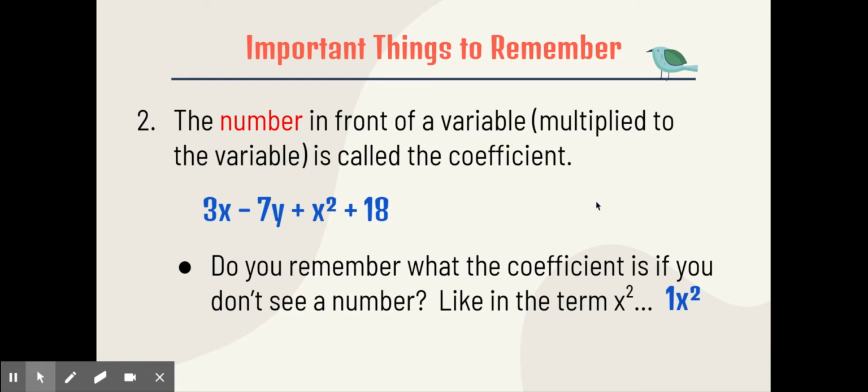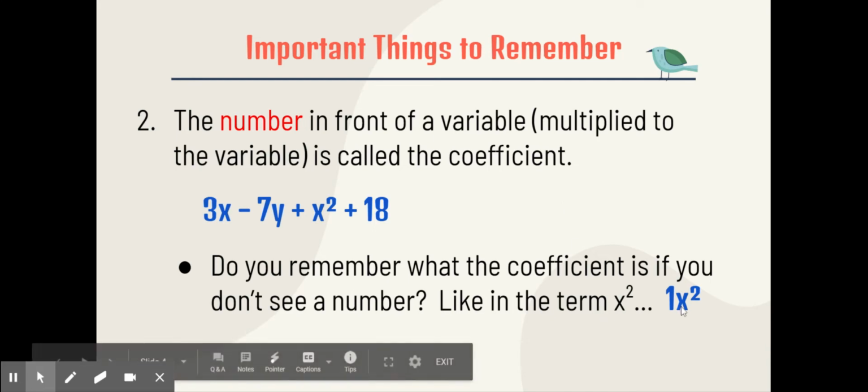If you don't see a number in front of the variable, then that means the number in front of the variable is 1. I'm not saying that x is 1. I'm saying that there is one x squared term.